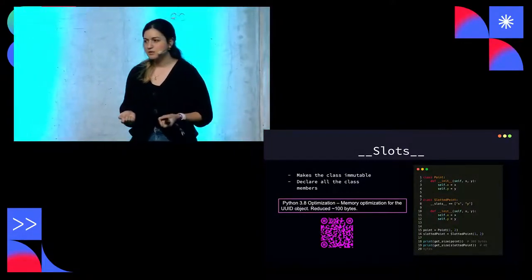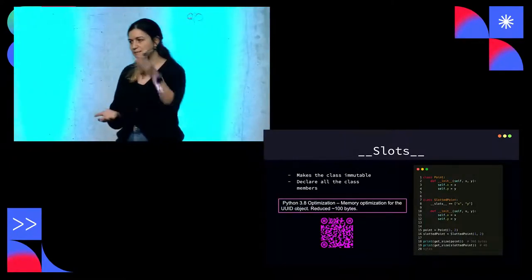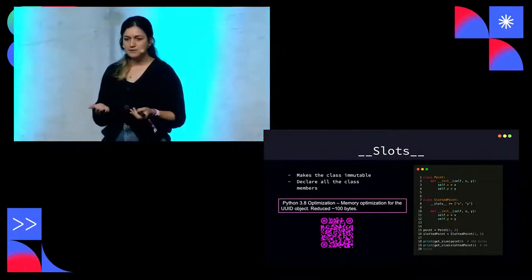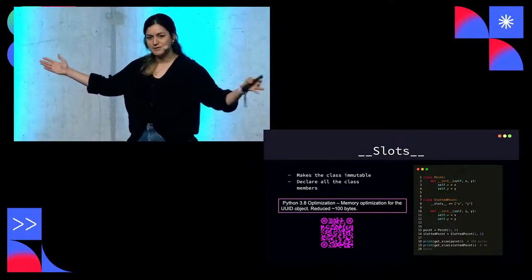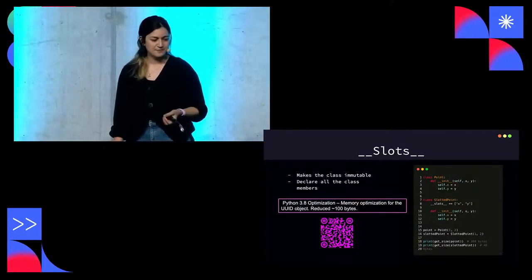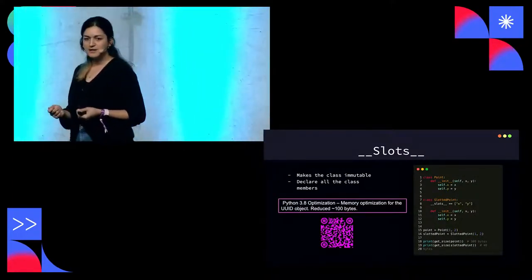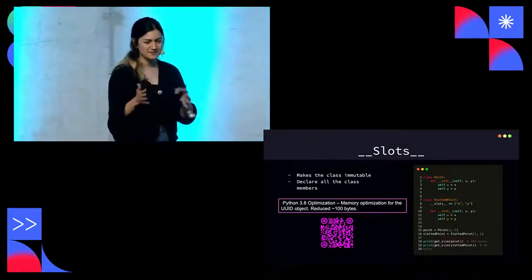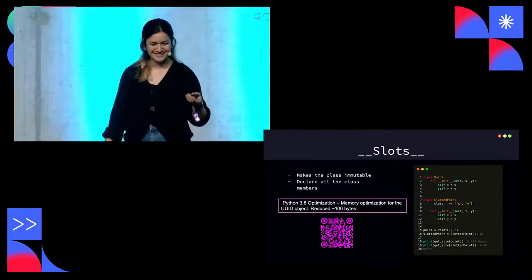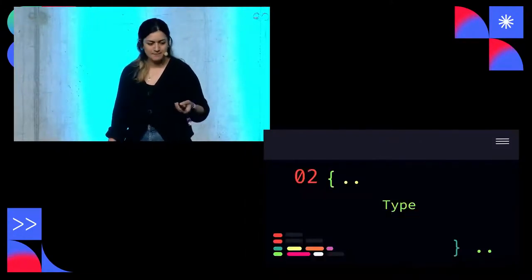Why is it important? Because if you use databases, for example Postgres, then the primary key is most of the time a UUID object. And imagine a large database with a lot of rows. So it's really significant. I added here a barcode if you want to see how it looks when you push code to the Python code base and all the discussion there. It's very interesting. So this is slots. Now I would like to talk about type.